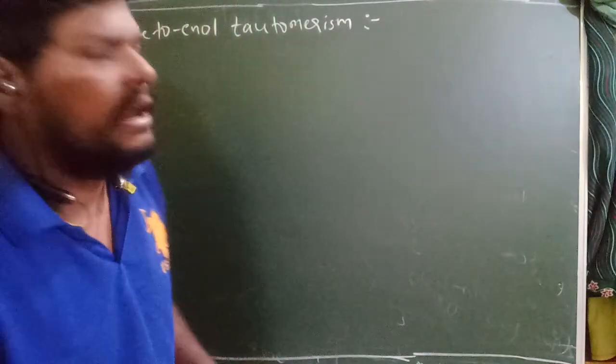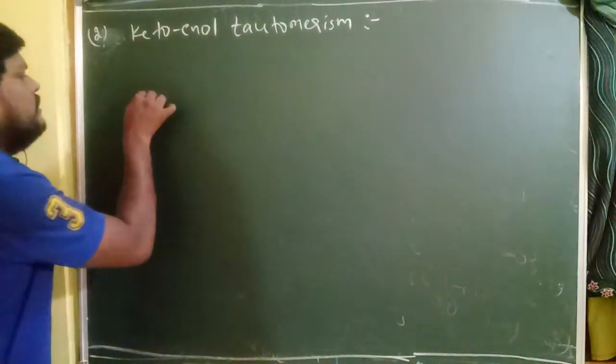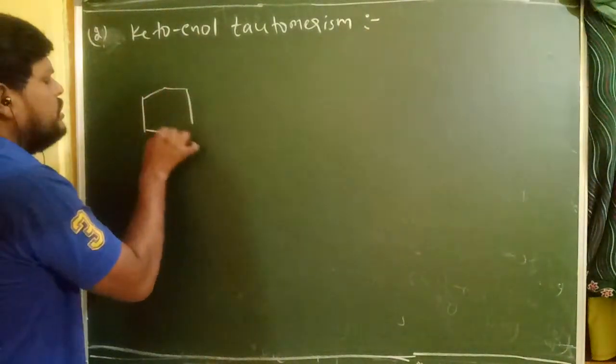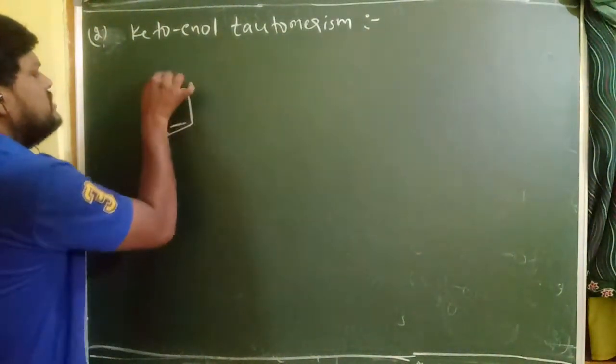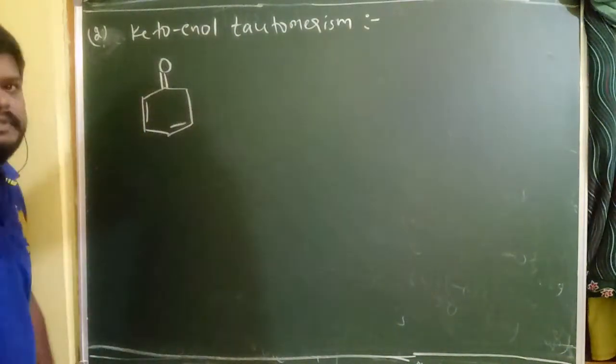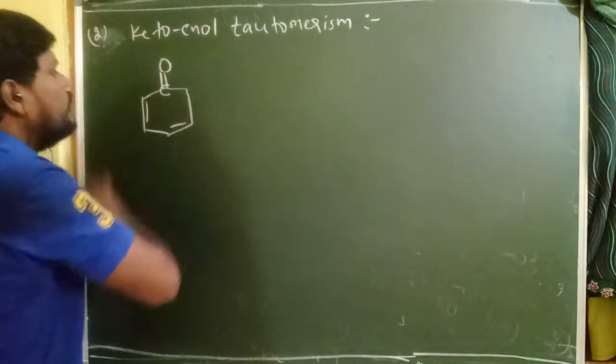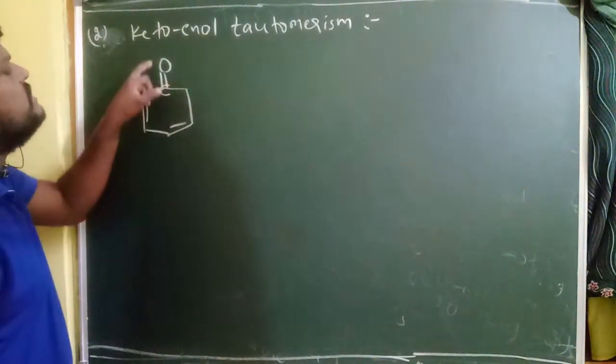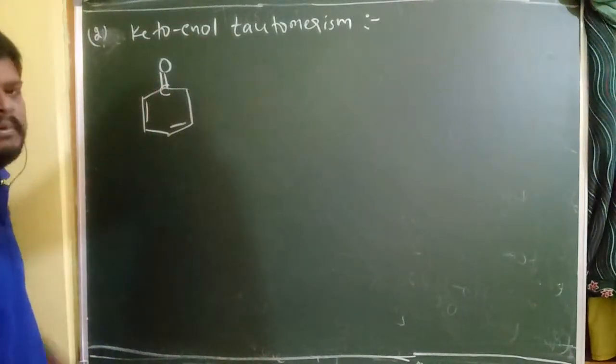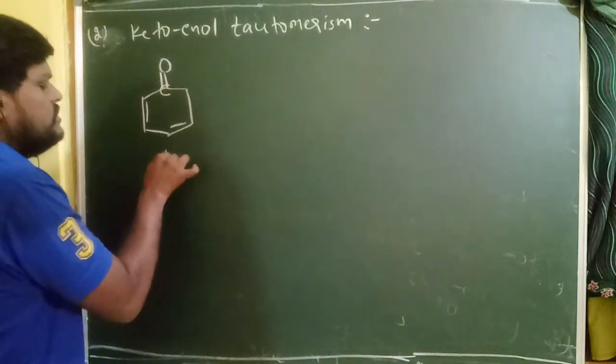Right, let us take another example for keto-enol tautomerism. This is a very important example to understand what keto-enol tautomerism is. Here we have a carbonyl compound. The C double bond O group is the keto group or carbonyl group. Now this is the keto form.